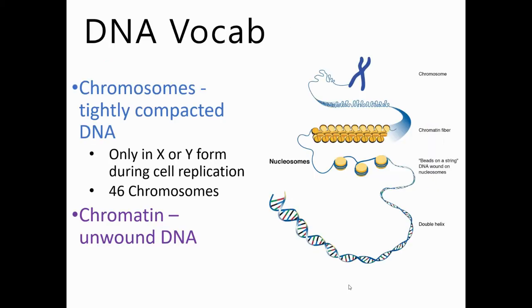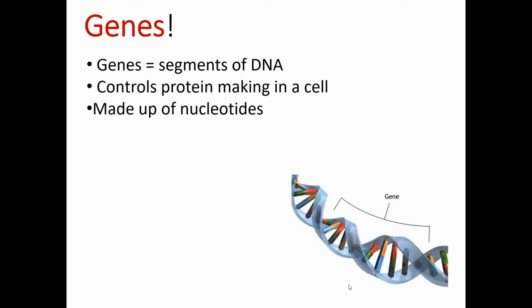A couple other vocab words: we have chromosomes and chromatin. We use DNA as a generic term. We use chromosomes almost as a generic term as well, but technically they are chromosomes when you can see them in this X and Y formation. You see that little X up there, that is our chromosome. If it's unwound DNA, near the bottom there, it would be called chromatin. We have 46 chromosomes in our body, and we'll talk more about that another day as well.